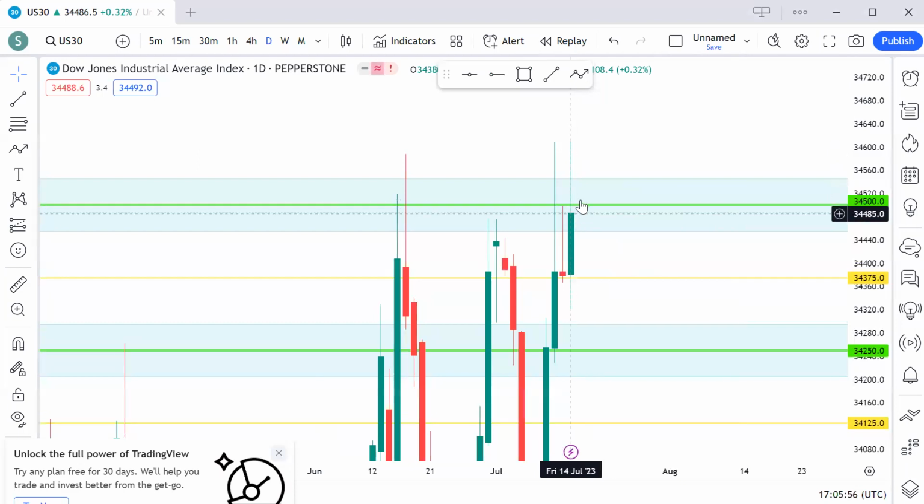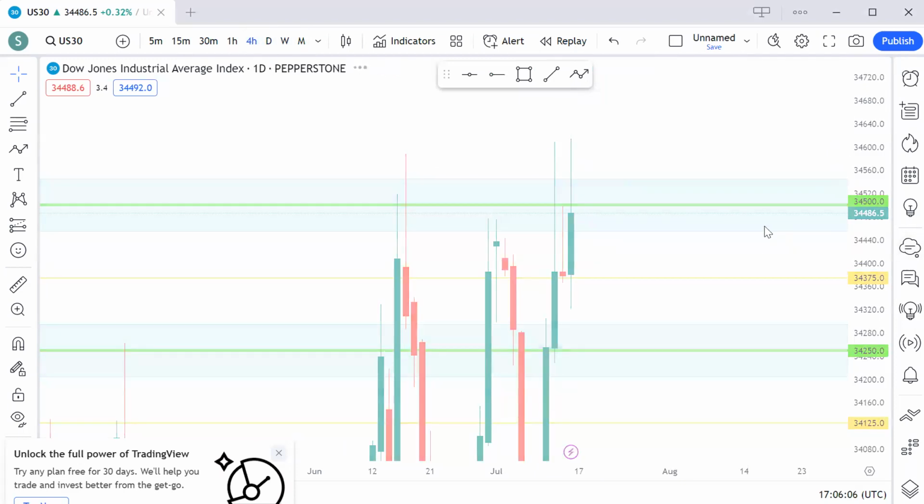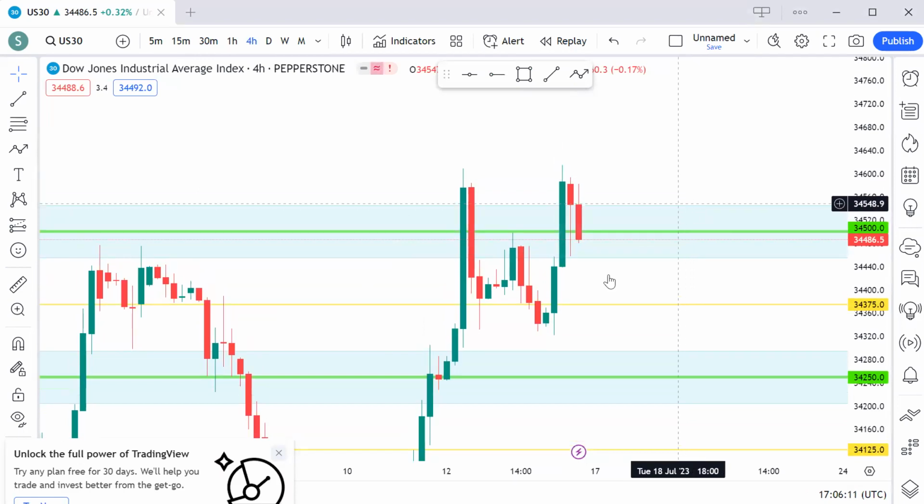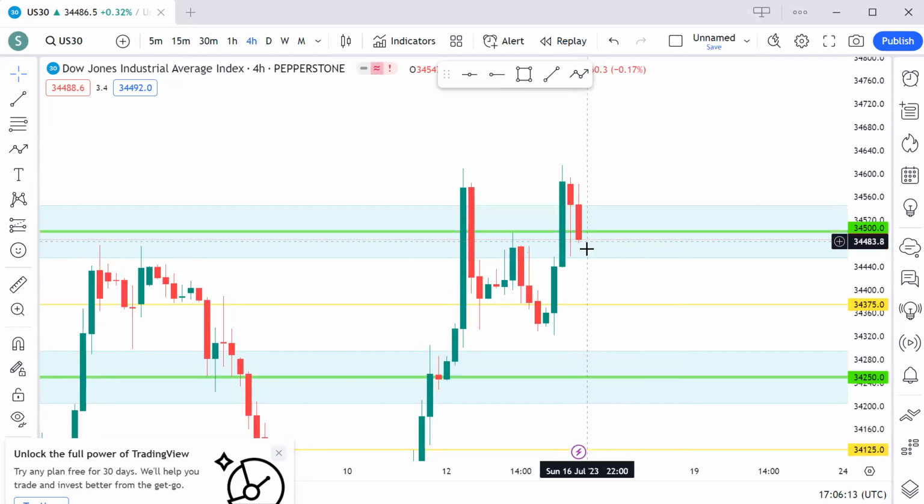So now I want to confirm this because I'm already sell biased. I want to drop a time frame and see what the 4 hour is saying. Let's do that. We go to a 4 hour. What do we see on the 4 hour? A bearish engulfing that closed below the key level.